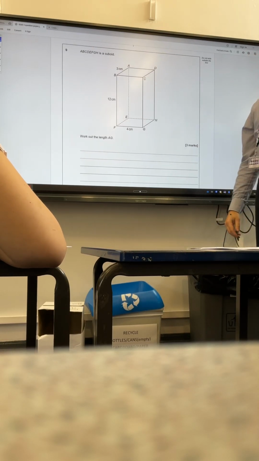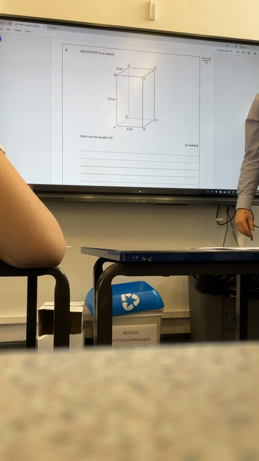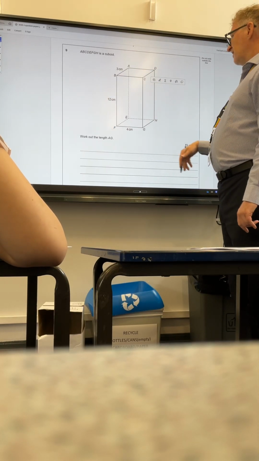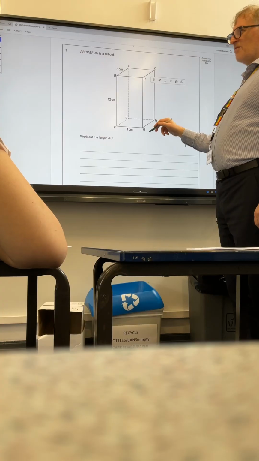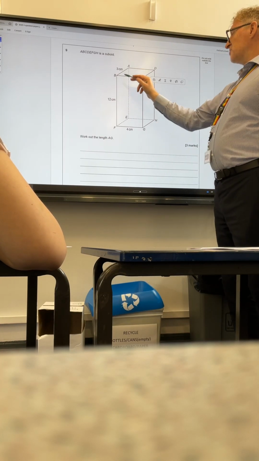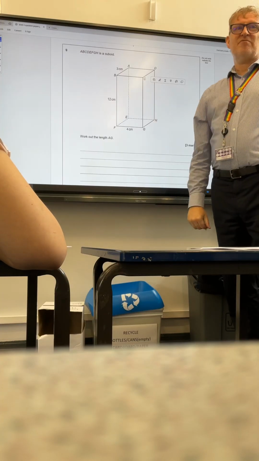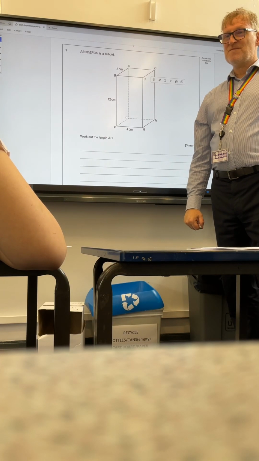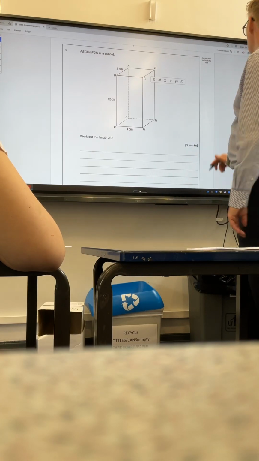I think we could probably leave this one as normal maths. Work out the length AG. Well, AG, from there to there, isn't that just a diagonal? So you could do the quick way, which is just 3 squared plus 4 squared plus 12 squared, square rooted. Did you know you could do that? No. Okay, maybe I will do this then.